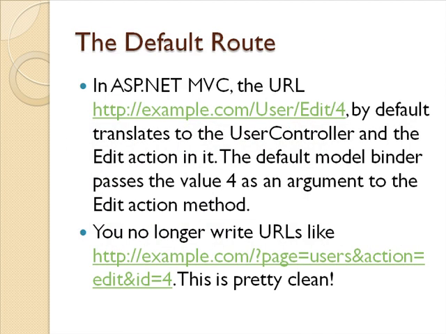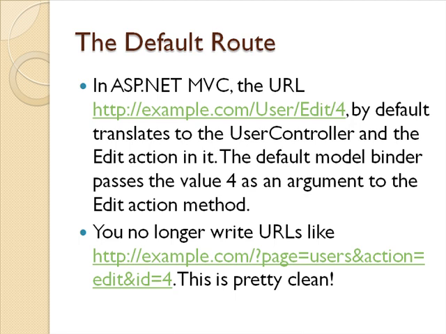The routing mechanism is specified in the global.asax file. It takes all the routes and adds them to the route table collection. The default route is controller slash action slash id. So http example.com/user/edit/4 resolves to the user controller and the edit action in it, and an id 4.